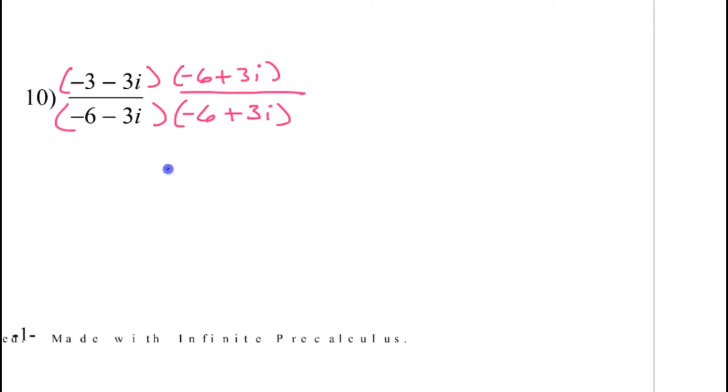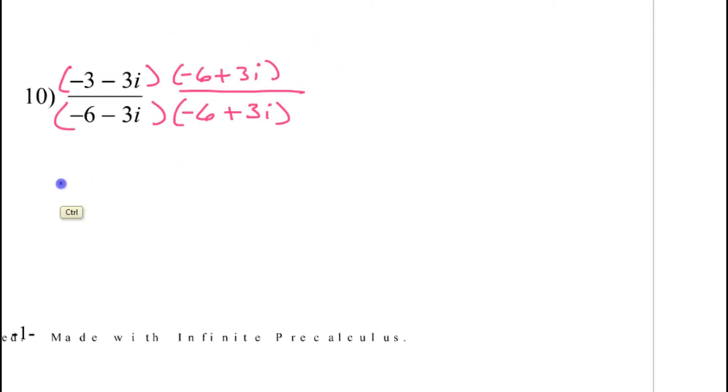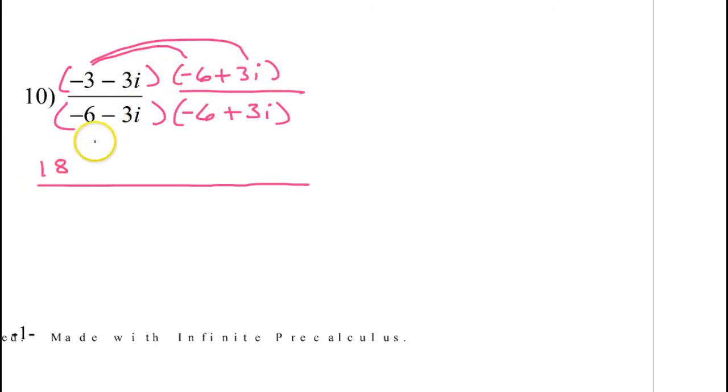So I'm going to have to double distribute in both of these cases. So let's get ready. So in the numerator, I'm going to multiply by 3, negative 3. So that's going to give me 18 minus 9i. Okay, and then I need to multiply by negative 3i. So that's going to give me plus 18i, and then minus 9i squared.